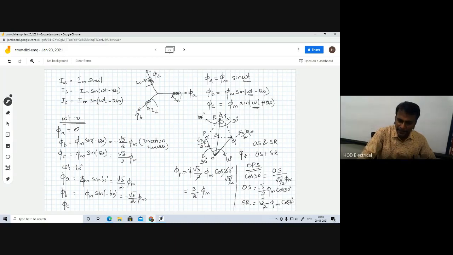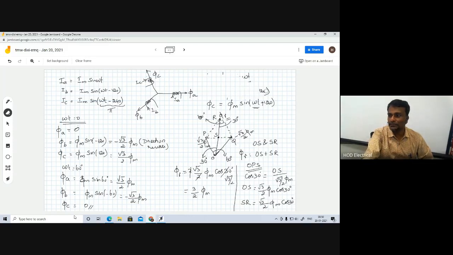Then phi c is nothing but sine of, already we have the value of 60 degrees, so 60 plus 120, here we will get pi. Sine of pi is equal to 0. Now accordingly, if you draw this, let me rough this page so that you can directly write it.